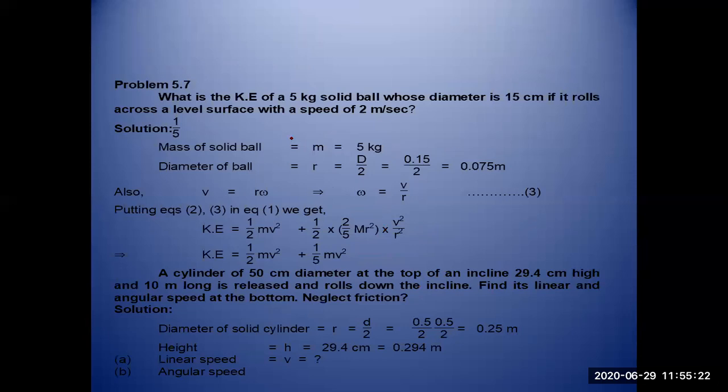Here it is. What is the kinetic energy of a 5 kg solid ball whose diameter is 15 centimeters? From this diameter, we will calculate the radius. And it rolls across the level surface with a speed of 2 meters per second. So here is the speed. After putting values, you have calculated the speed, and the speed relation is v equals r omega.